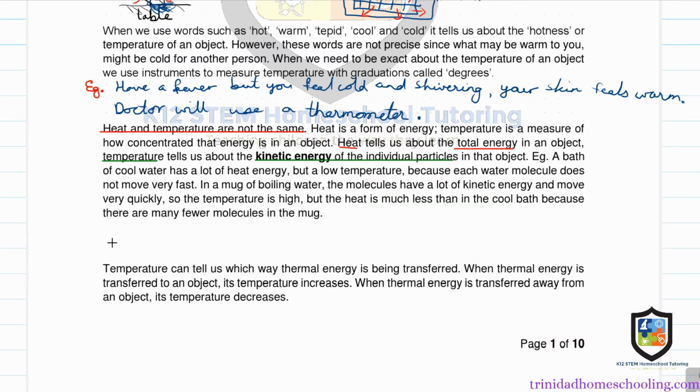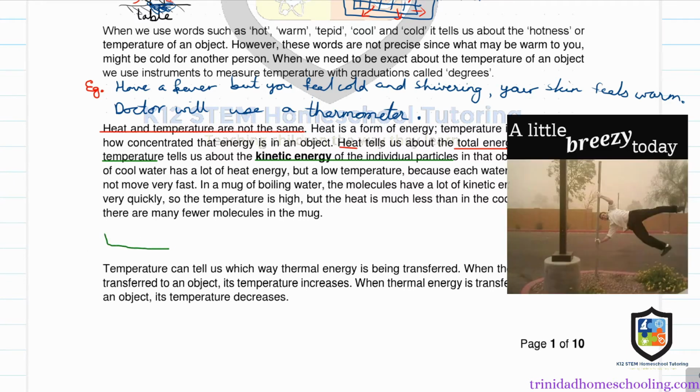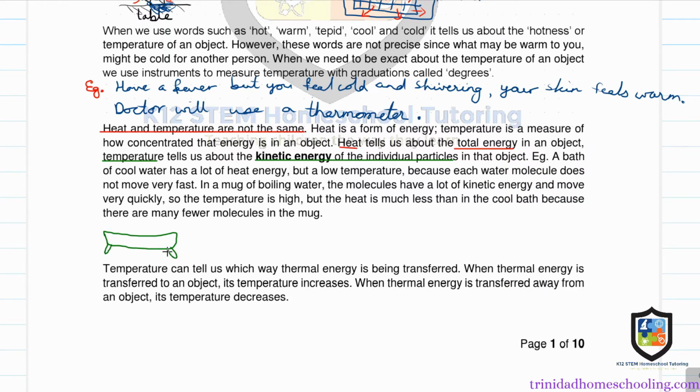Now, an example to show this would be a bath of cool water. So you have a bathtub. Hopefully this looks like a bathtub here, right? And your water in here is 27 degrees Celsius. So it's a warm bath. This is almost like room temperature. Now the mass of the water in this bathtub is more than the mass of the water in a mug.